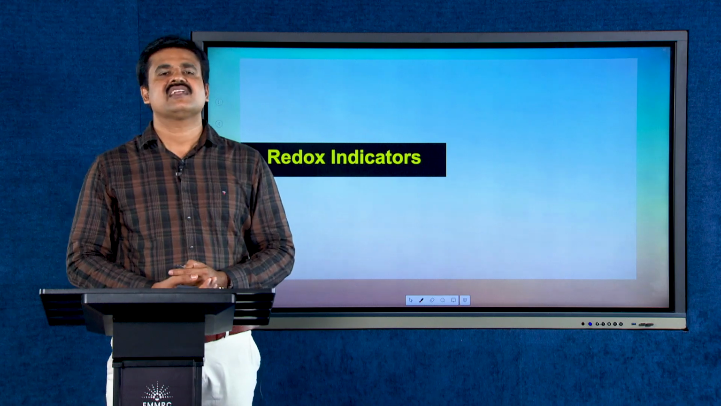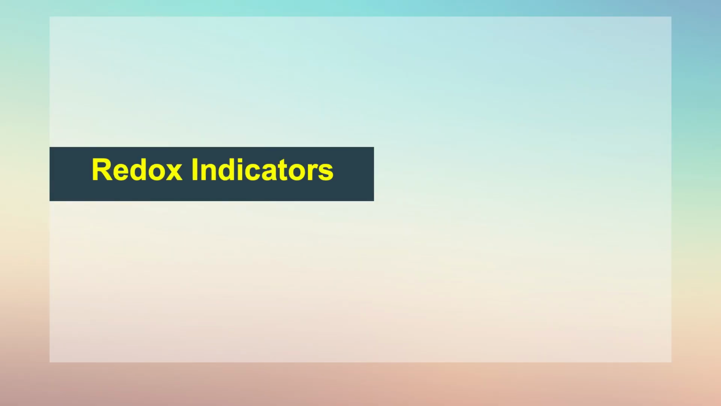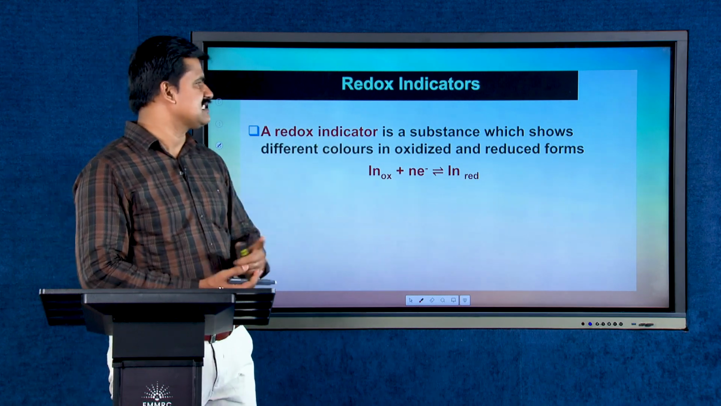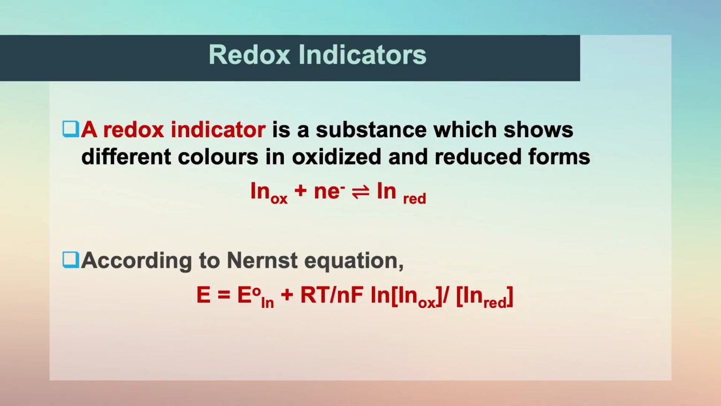Now we are entering into another category of indicator. They are nothing but redox indicators. A redox indicator is a substance which shows different colors in oxidized and in reduced form. They are useful in redox titrations like dichrometry, iodometry, etc.